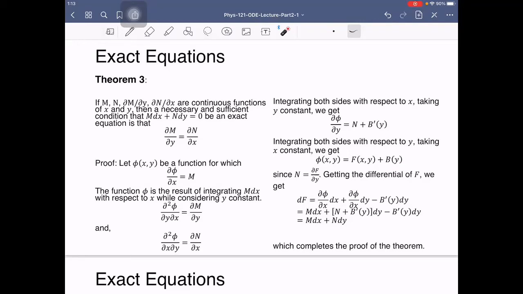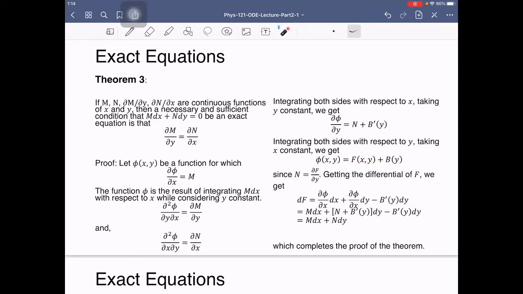Dito lang siya galing, no? So yung b prime of y, magiging by lang. And take note, yung n natin is actually, yung definition natin kanina, the partial derivative of f with respect to y. So if we take the integral of that with respect to y, we can have the function of natin, which is yung capital F.